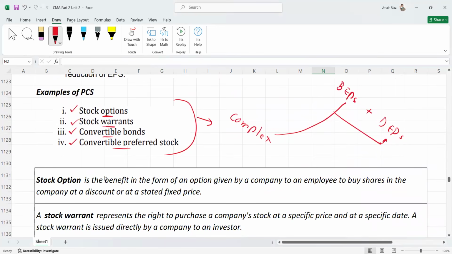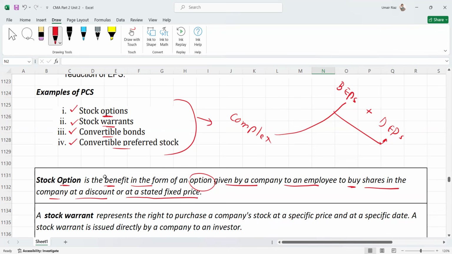So please, this is the basic definition. A stock option is a benefit in the form of an option. Actually, it is the right which is given by the company to employees, or it may be given to the investors also. With this right, the employee or the investors may have a choice to purchase, to buy shares in the company at a discount or at a stated fixed price. So this is what is called a stock option.